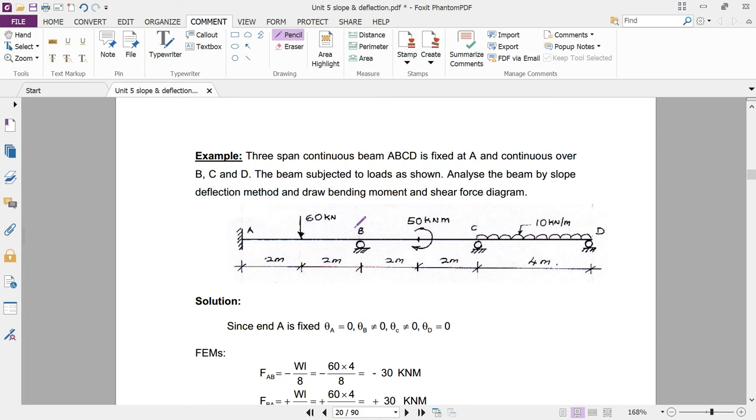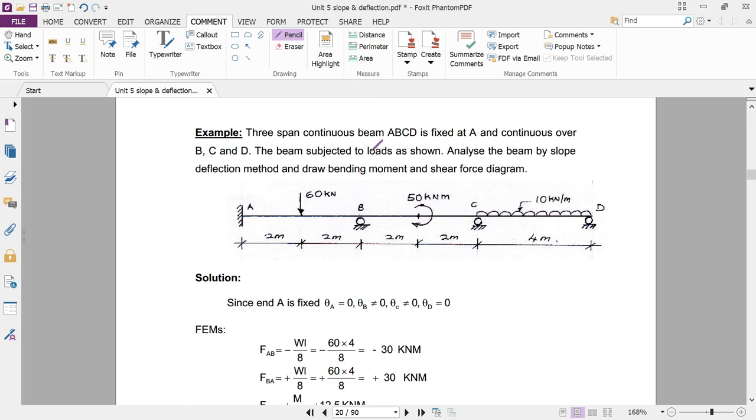If such a numerical is asked, this is how to draw the shear force and bending moment diagram by using slope and deflection. A three-span continuous beam ABCD is fixed at A and continuous over BCD. The beam is subjected to the external loading like this, and is to be analyzed by the slope and deflection method, and we have to draw the bending moment diagram and shear force diagram.